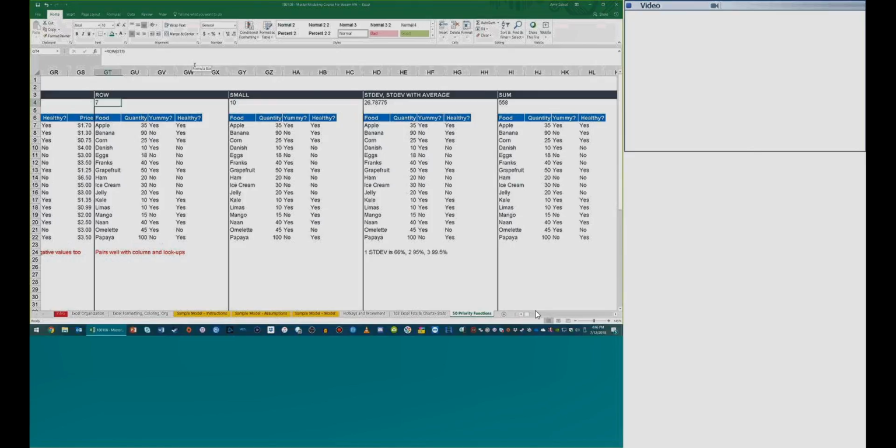Kind of interesting. Small tells you what's the nth smallest number. So what's the number one smallest, the second smallest, etc.